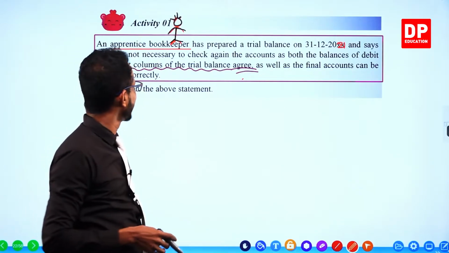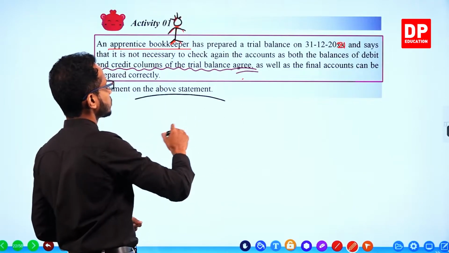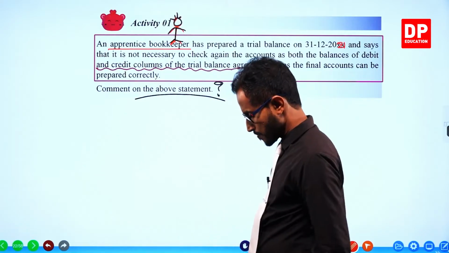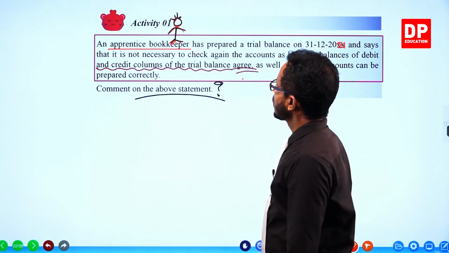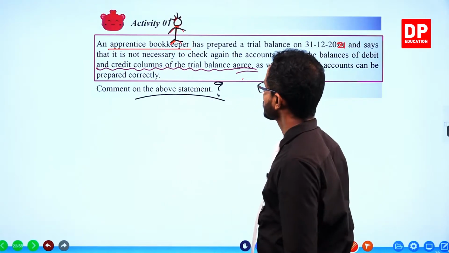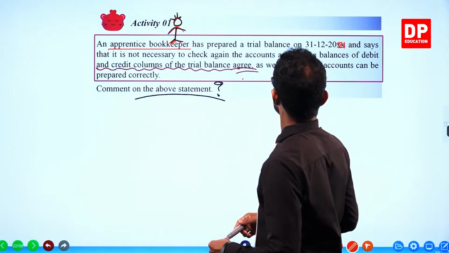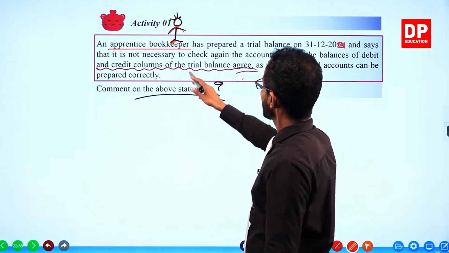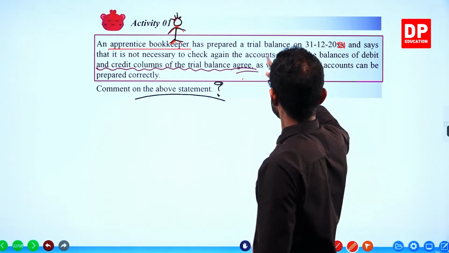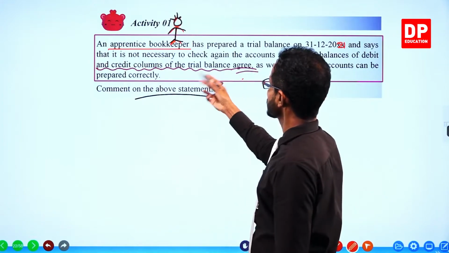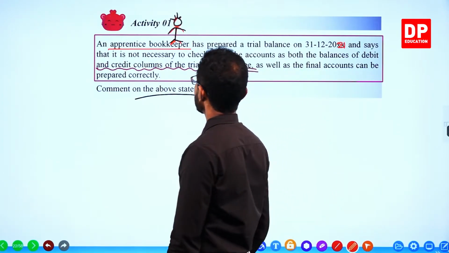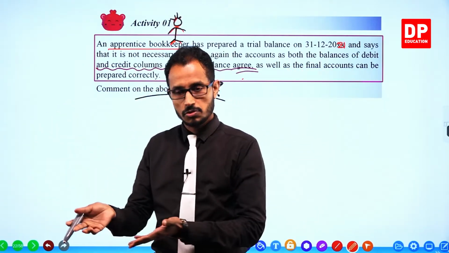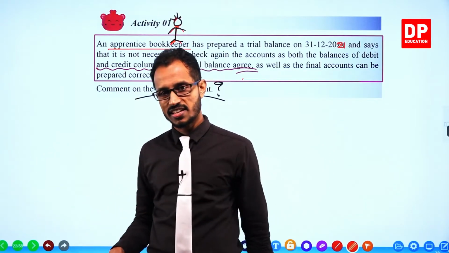You have to think. Comment on the above statement. Think very well. He's an apprentice bookkeeper, trainee, and he's the one who has prepared all the accounts. But he has somehow balanced the debit and credit columns of the trial balance. That means he's saying no need to recheck his books of accounts that he prepared, because everything is perfect, 100%.